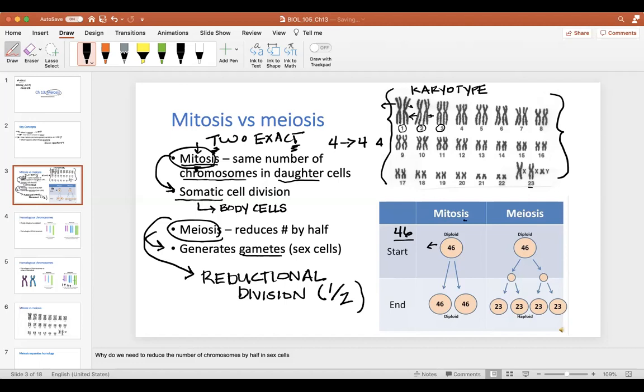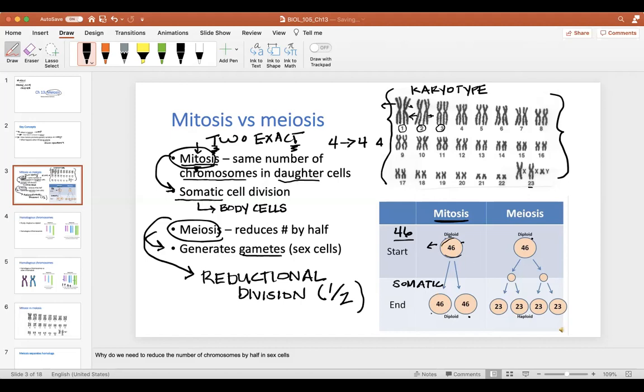If we were talking about mitosis, which makes 2 exact copies, you would start out with 46 chromosomes in the parent cell, and the 2 daughter cells would also have 46 chromosomes. This would happen in your somatic cells. So any of your body cells, skin cells, liver cells, stomach cells, you get where I'm going, right?